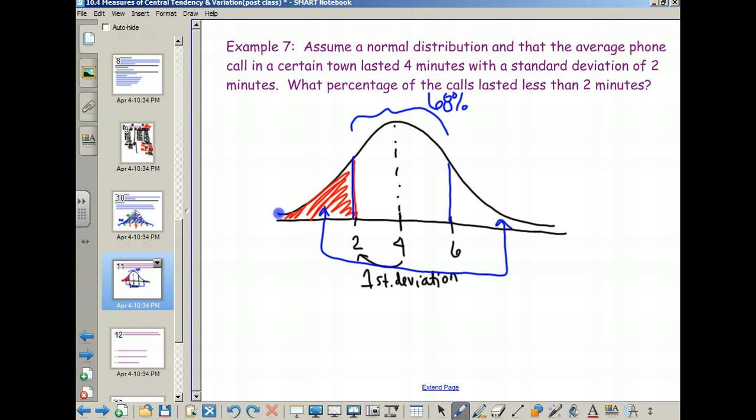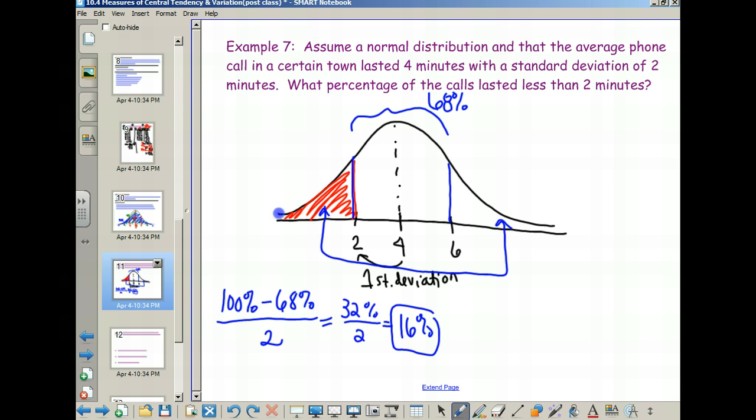Okay, so 100% of the area is under the curve. So I could take 100% minus the 68%, and then Audrey wanted me to divide by 2 because I only care about the first tail, right? I'm not asked to find that second one. I'm just asked to find this piece of area. So what is 100 minus 68? 32, and then divide by 2? 16. Okay, so 16% of the area is cement.